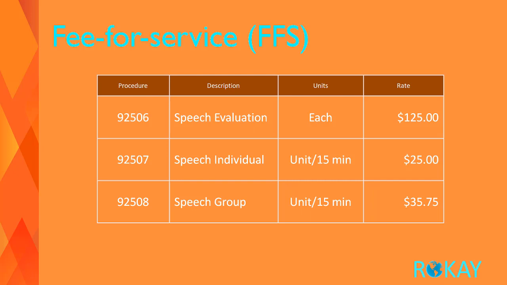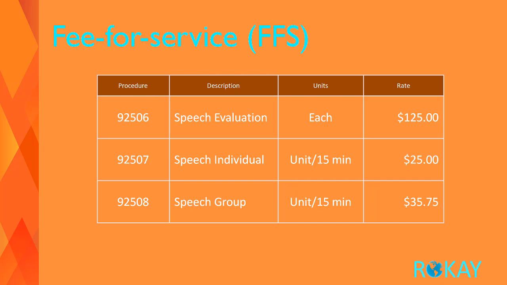So if a speech therapist at a school district had a 30-minute session with a student, that'd be 2 units, $25 a piece. Reimbursement would be $50. Basically, you divide the time by the units, do the multiplication on the rate, and there you go.